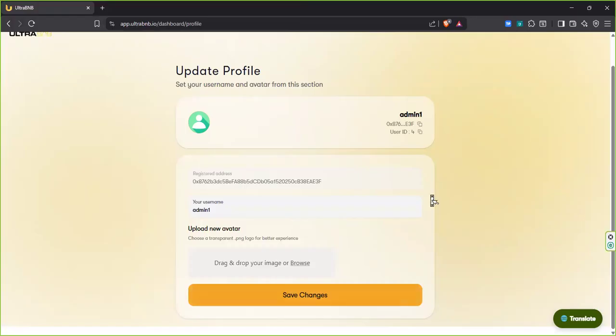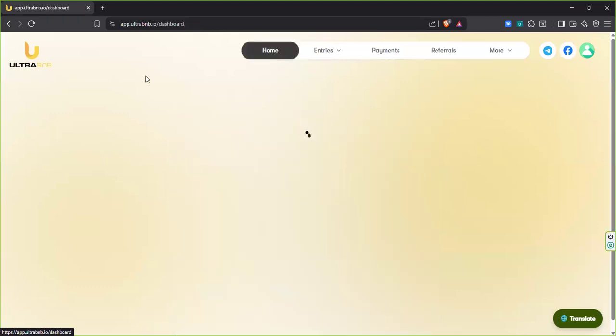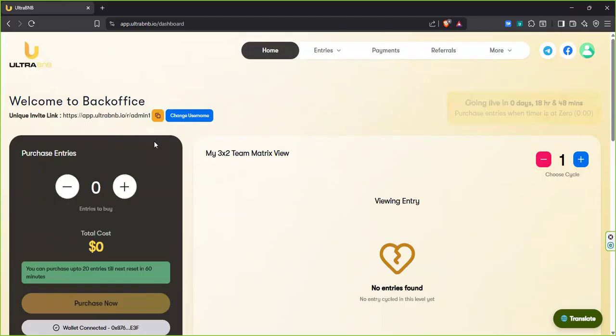Once you're done, your link will also be updated and you'll have your username attached to your invite link. So whenever you share your link with others and they click to register, it is your username which will pop up at the sponsor section or the enroller section, which also will help them confirm that truly they are signing up with you.